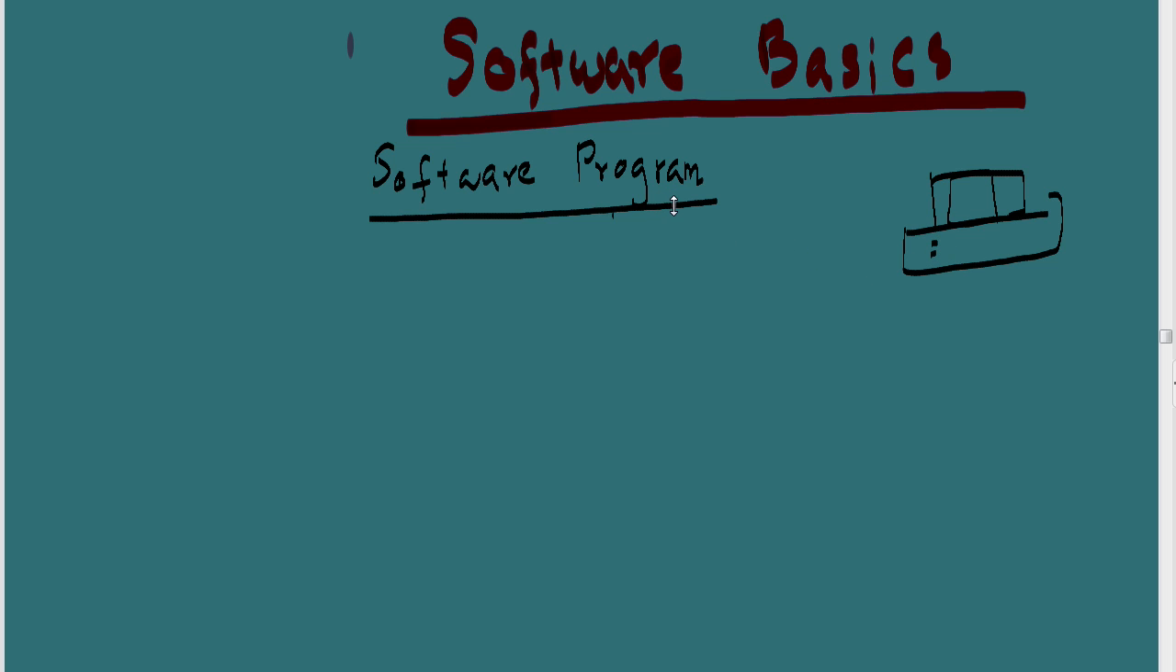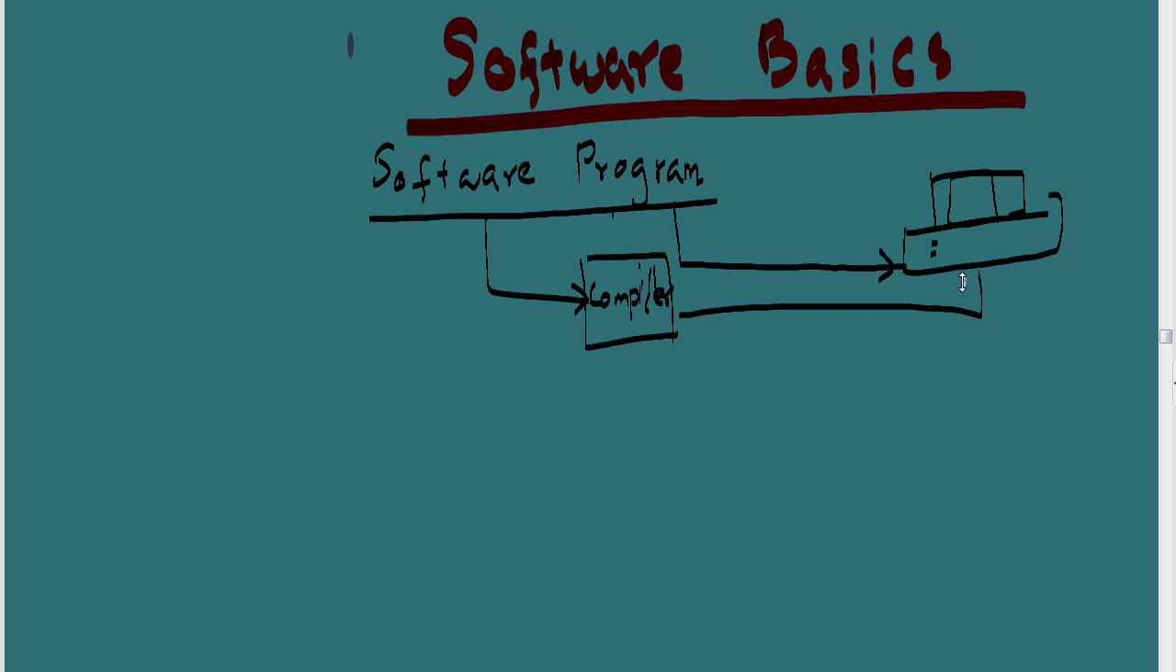So the way this program, what you wrote, can interact with the hardware is you have to transfer it to a language which you call machine language, which your hardware can understand. So there is something called a compiler, C-O-M-P-I-L-E-R, which does the job. So it takes your program and converts it into machine language so that the hardware can understand.